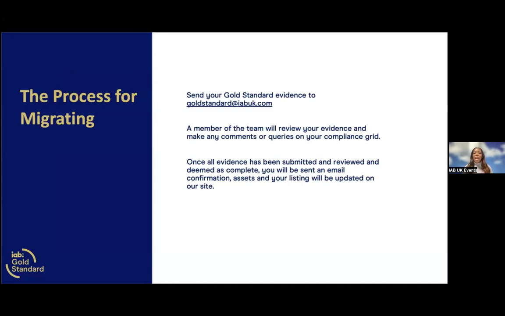Okay, so here we have the process for migrating to the latest version, and it's quite simple. So you will send your evidence to goldstandard@iabuk.com. A member of the team will review your evidence and make any queries necessary on the grid if further information is required. More often than not, this involves a lot of back and forth to ensure evidence received is correct and meets the criteria. And once that process is complete, then you'll be sent your email confirmation, your assets that you can use on socials or PR, and your listing will be updated on our site.